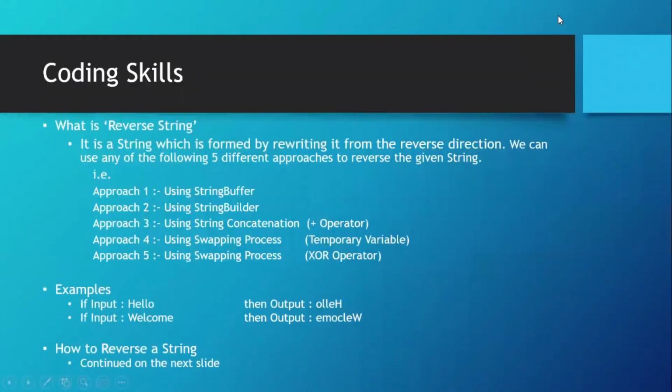What is reverse string? It is a string which is formed by rewriting it from the reverse direction. We can use any of the following 5 different approaches to reverse the given string. First approach is using a string buffer, the second approach is using a string builder, and the third approach is using string concatenation, where we will be using a plus operator. The fourth approach is by using swapping process. We internally use a temporary variable to swap the values, and the fifth approach is also by using a swapping process, but in this case we will be using an exclusive OR operator for swapping the values.